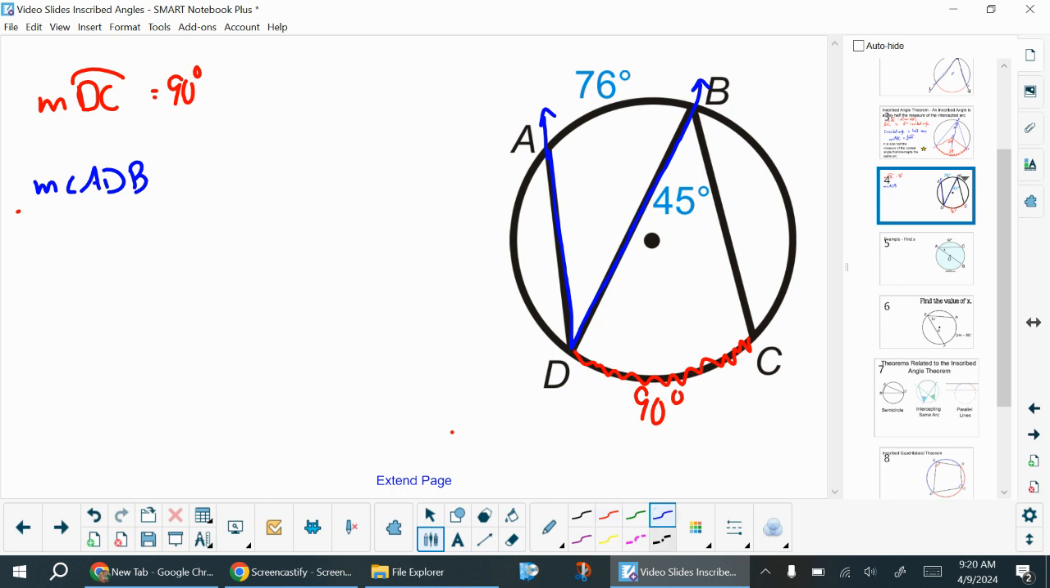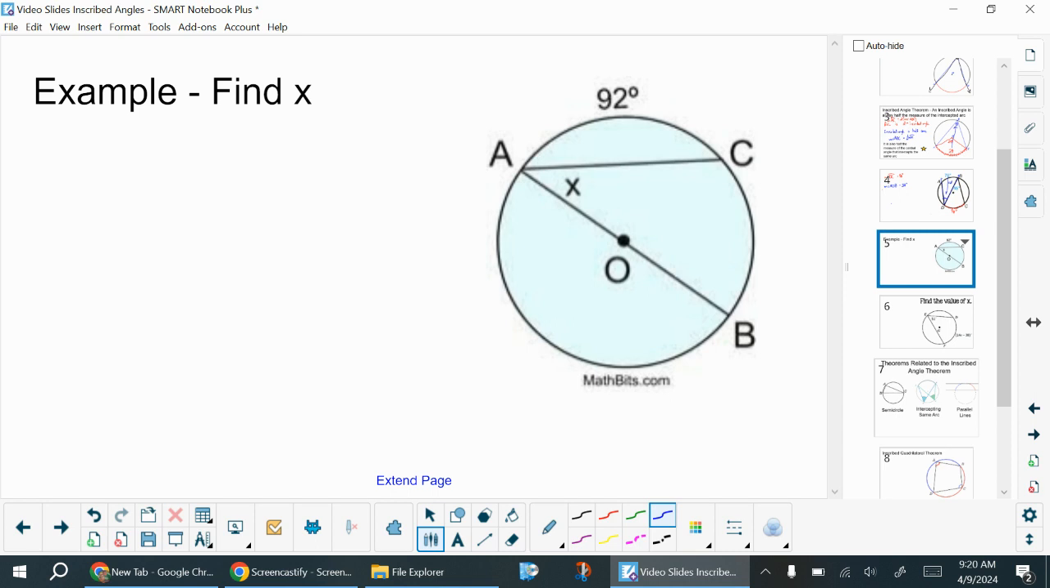If I'm going to look at this one, this is just the other way around. If I want this angle, that is always half of the arc measure. So half of 76 would be, half of 70 is 35, half of 6 is 3, so that would be 38 degrees. All right. You could pull out a calculator and do that if you needed to. We could go a little bit further here and look at something like this.